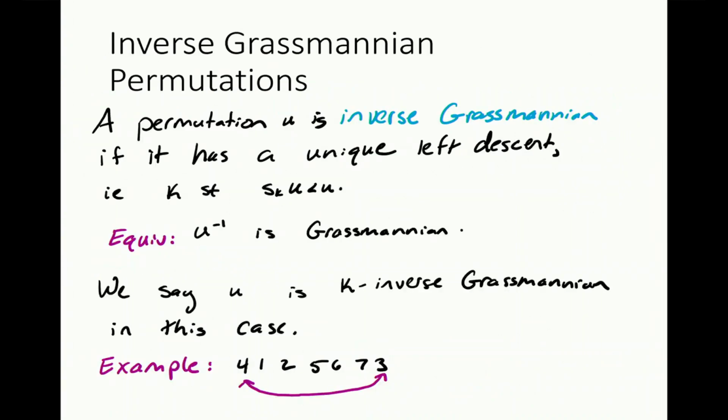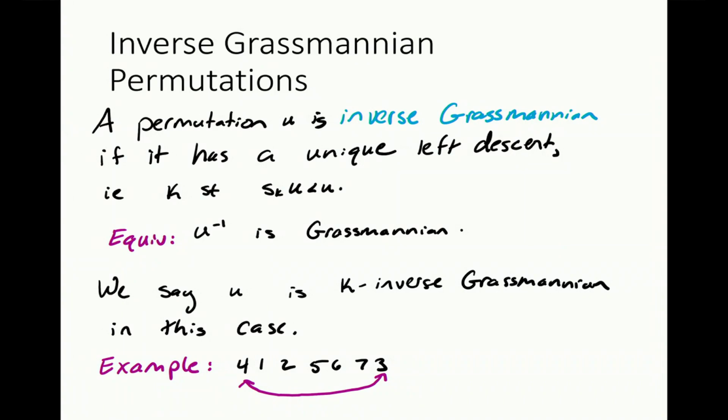Okay, so what we're going to focus on today, instead of Grassmannian permutations, we're going to look at inverse Grassmannian permutations, which is just what it sounds like. It's the inverse of a Grassmannian permutation. So a Grassmannian permutation has at most one right descent. An inverse Grassmannian permutation has at most one left descent.